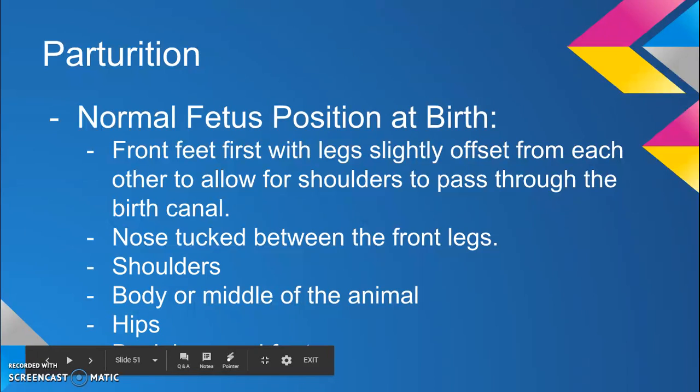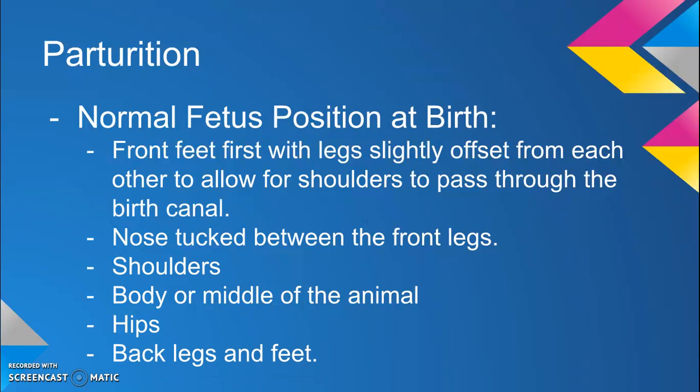So the normal fetus position at birth, especially when we look at animals like horses or cattle or sheep and goats, this is how your fetus will present as it's being born. Right, so we call it the diving position. So the front feet first, and the legs will be slightly offset from one another. So typically when you go to dive into a pool, you're going to put both of your hands together. That's not how the diving position is with a livestock animal.